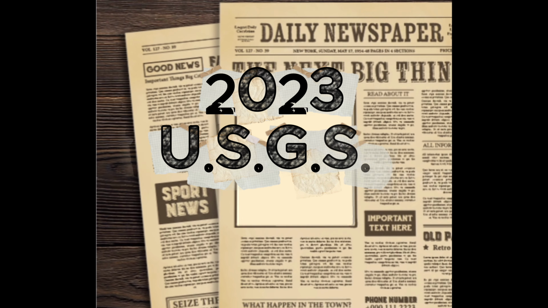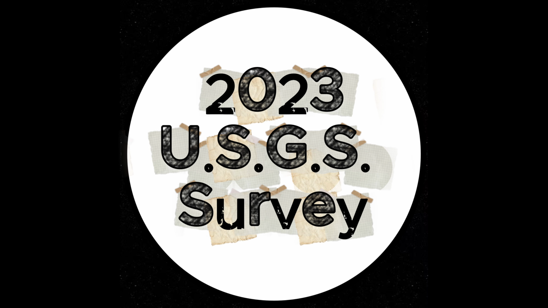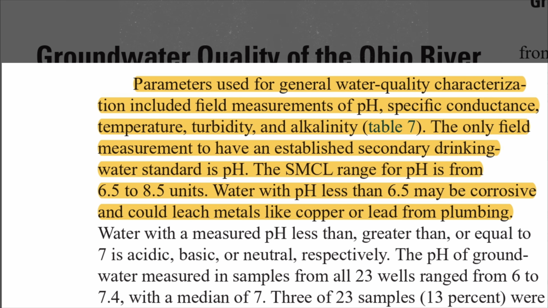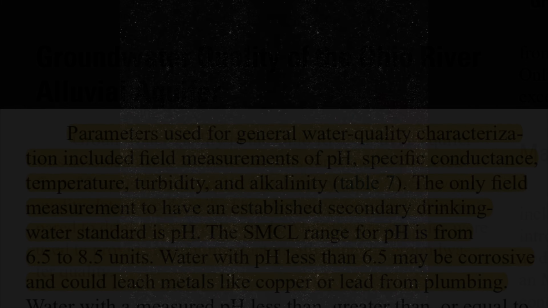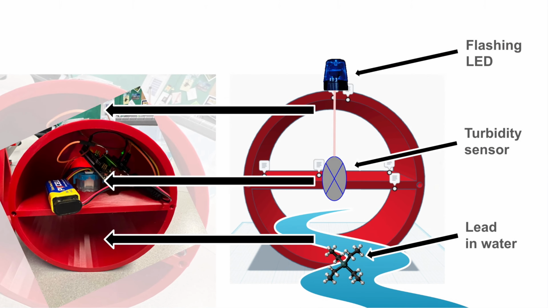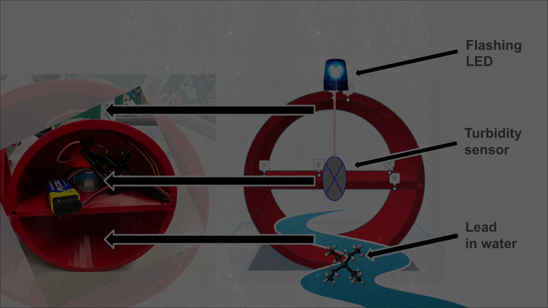According to a 2023 U.S. Geological Survey report, increased turbidity in old plumbing often correlates with higher concentration of heavy metals. In our detector, this relationship forms the first warning system. The turbidity sensor reads the clarity of the flow, translating those readings into an electrical signal, our first indicator of possible contamination.